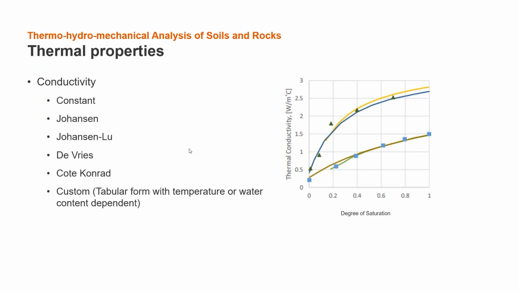We also provide many methods to model the behavior of the soil in thermal analysis. For example, for the conductivities, you can have constant, you can have Johansen's or Johansen and Lu, you can have Dave, Cote and Konrad, and of course you can have the custom type, which means that you can input the conductivity manually, dependent on the temperatures or water content. And here is the typical thermal conductivity changing with the variation of degree of saturation, as you can see here in the graph.